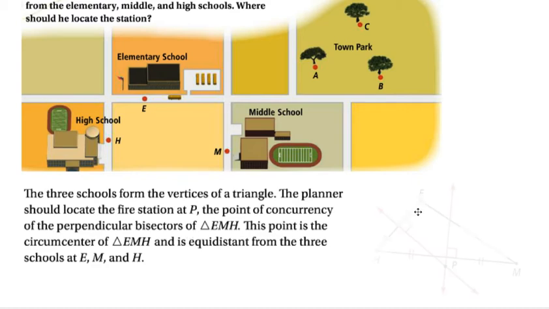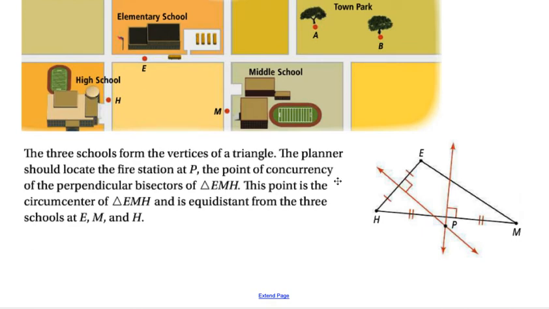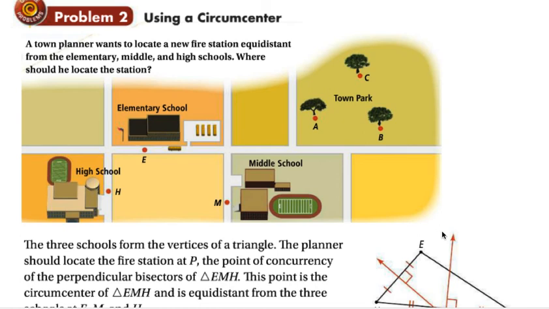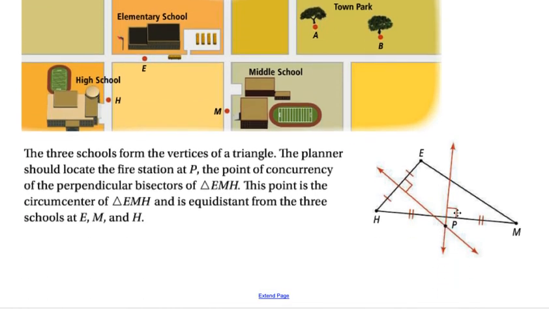Over here at the right is the solution. If you draw a triangle with those 3 points, the high school, elementary, and middle school, and then find the perpendicular bisectors of two of those sides, then you can find point P, which in this case happened outside of the triangle, and that is where you would want to locate your, what are we looking for? The fire station, right? Yes, so that's where the fire station should go, at point P.